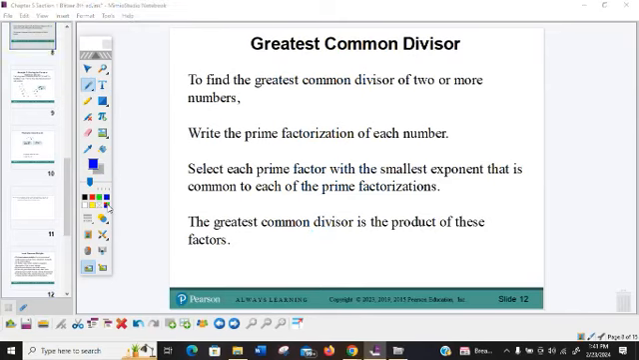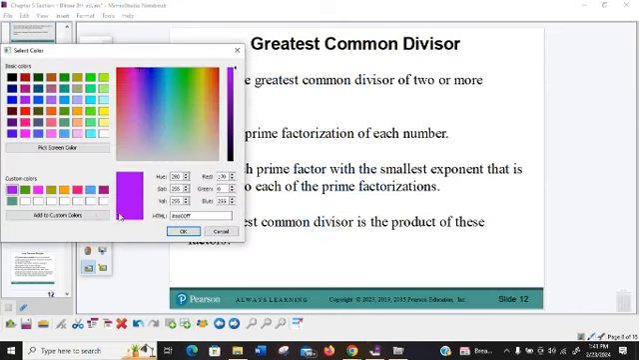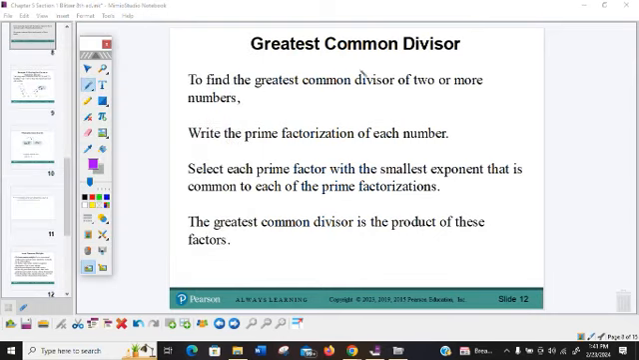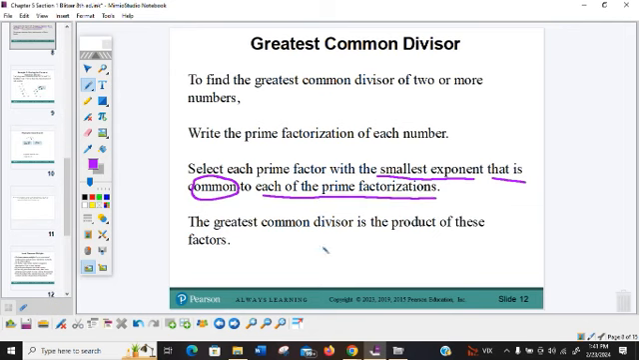Okay, let's look at the greatest common divisor. So to find the greatest common divisor, the biggest number that goes into two numbers, first we want to do the prime factorization. Okay, we're going to make a factor tree. Then we want to pick the smallest exponent that is common, that's important, to each of the prime factorizations. And when we multiply those out, we'll have the greatest common divisor.